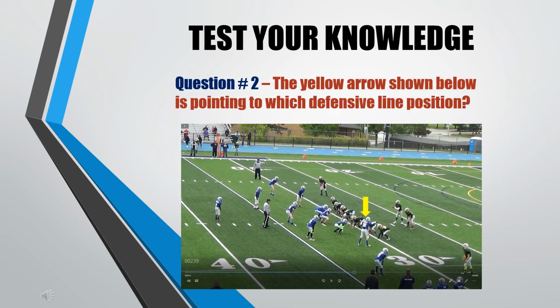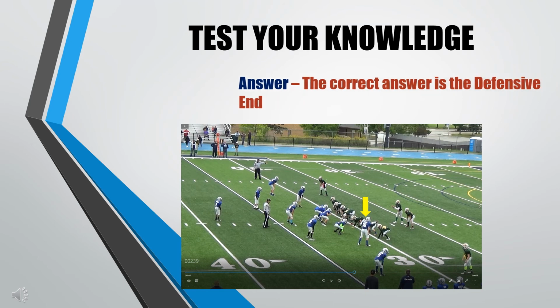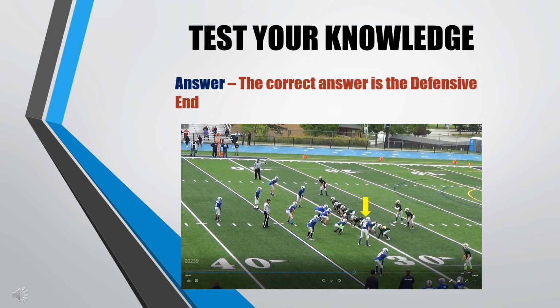Question number 2. The yellow arrow shown below is pointing to which defensive line position? The correct answer is the defensive end.